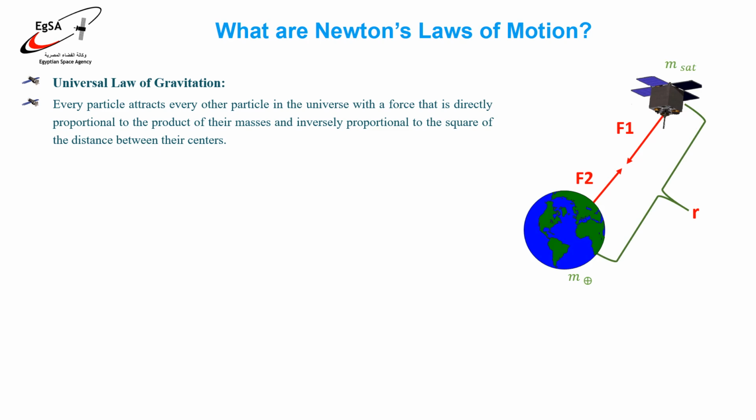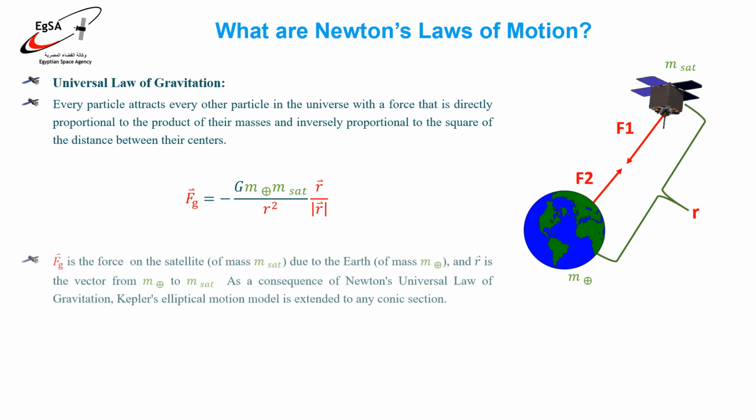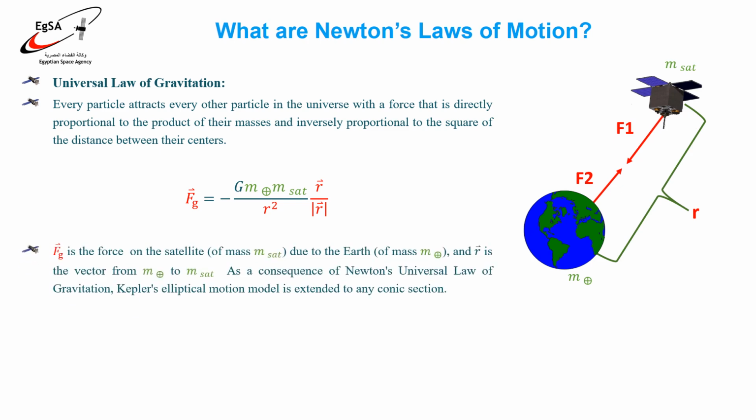We can express this law mathematically in vector notation as F_g vector equals minus G m_earth m_sat over r squared, dot r vector over r magnitude, where F_g vector is the force on the satellite of mass m_sat due to the Earth of mass m_earth, and r vector is the vector from m_earth to m_sat. As a consequence of Newton's universal law of gravitation, Kepler's elliptical motion model is extended to any conic section.